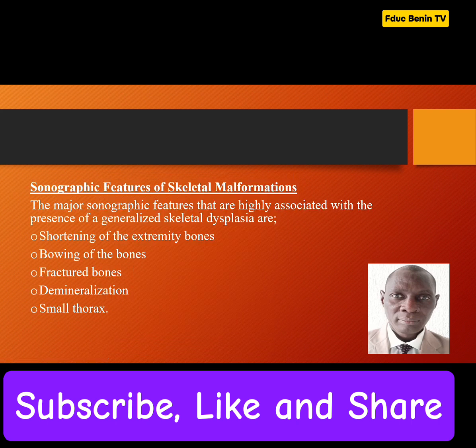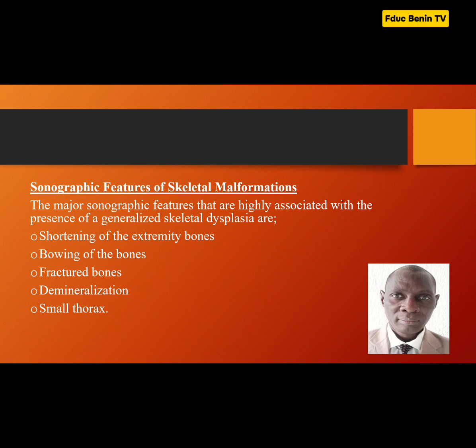Now, sonographic features of skeletal dysplasia should also be discussed. The major sonographic features that are highly associated with the presence of a generalized skeletal dysplasia are: 1, shortening of the extremity bones, bowing of the bones, presence of fractures, evidence of demineralization or hypoechogenicity, and also the presence of a small thorax. So these may be harbingers of a skeletal dysplasia.